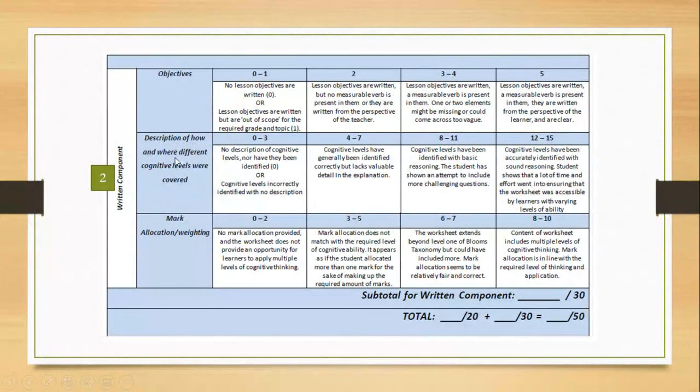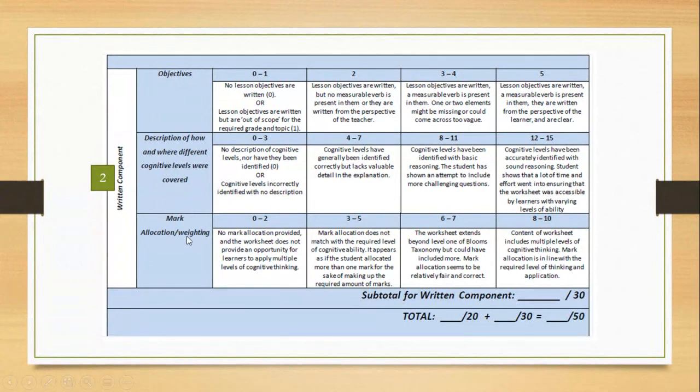The description of how and where the different cognitive levels were covered. So in each question, you're going to tell me which cognitive level was used and why. Cognitive levels have been accurately identified with sound reasoning. The student shows that a lot of time and effort went into ensuring that the worksheet was accessible by learners with varying levels of ability. So you need to write up for each and every question which level you have used or addressed and why.